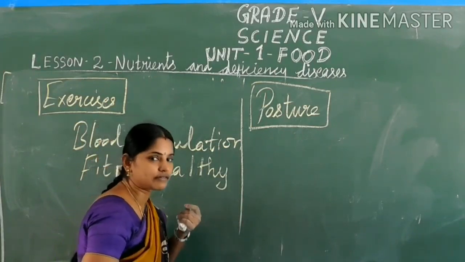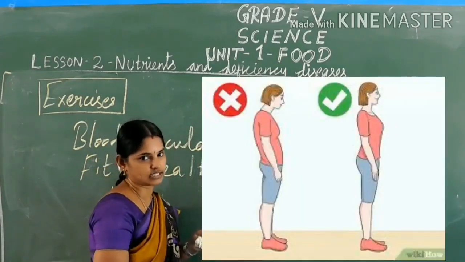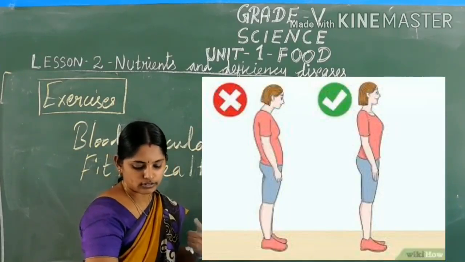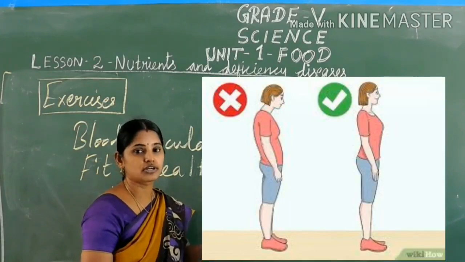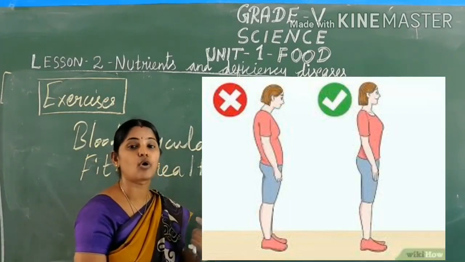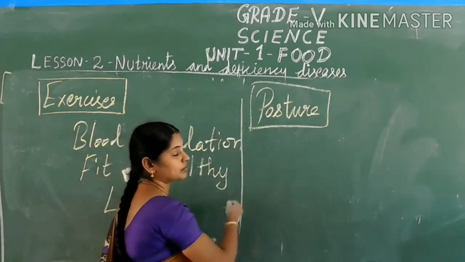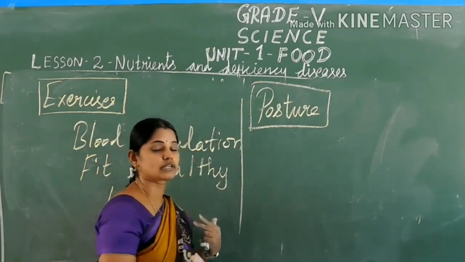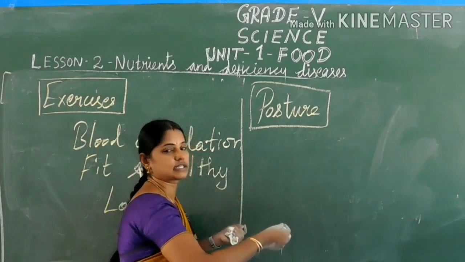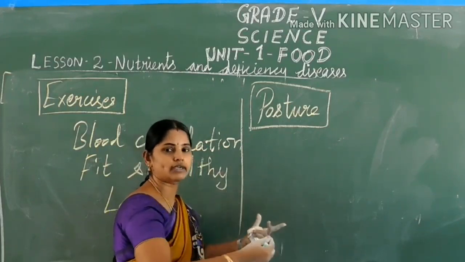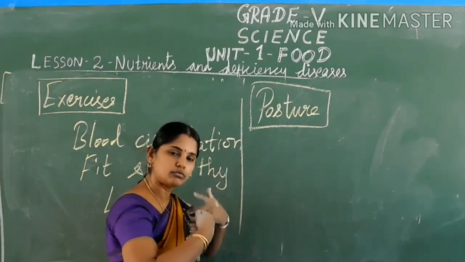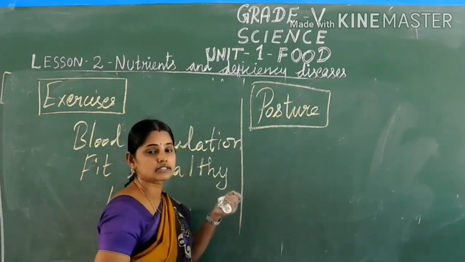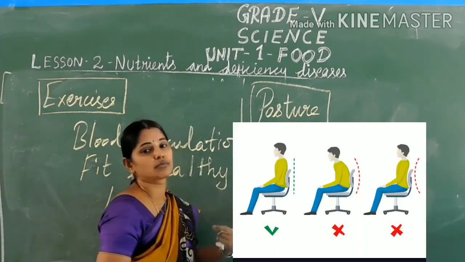So while writing, you have to sit straight. While walking, you have to walk straight. Okay. That we call posture. Posture is the position in which we hold our body while writing, while standing, while walking, while moving, anything. So posture is the position in which we hold our body while moving.